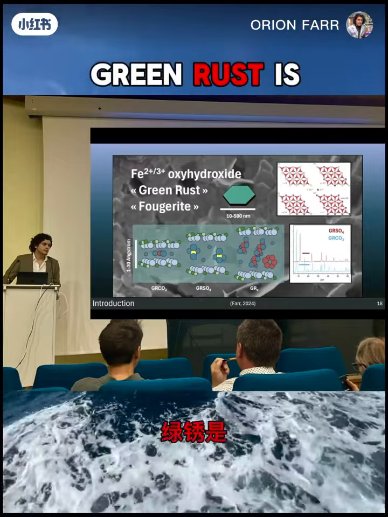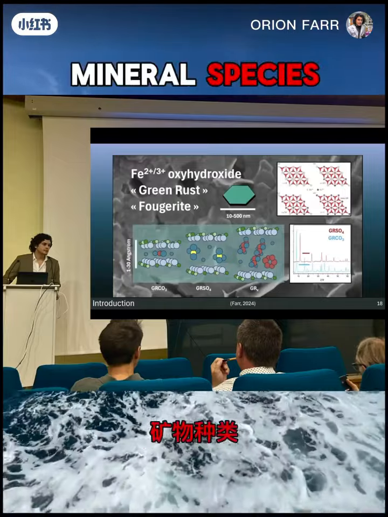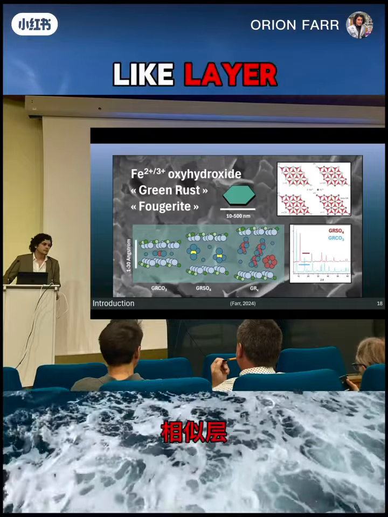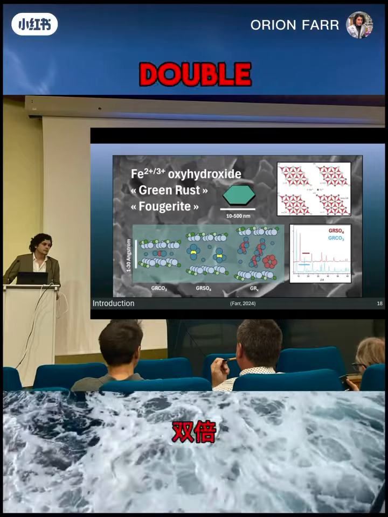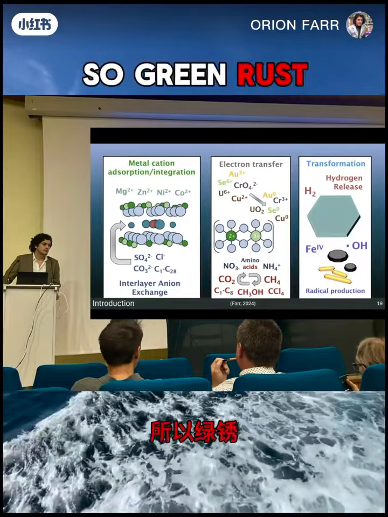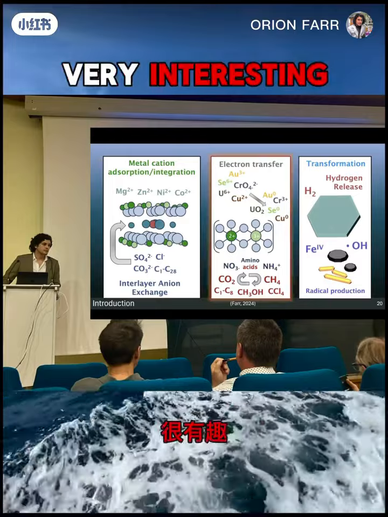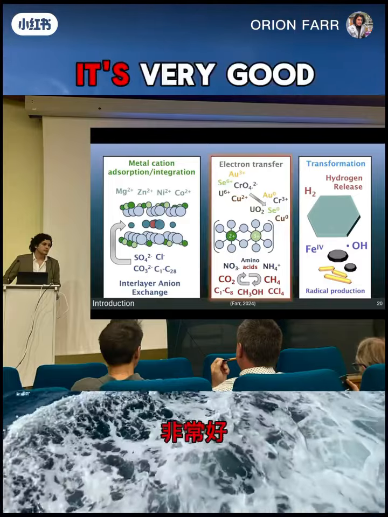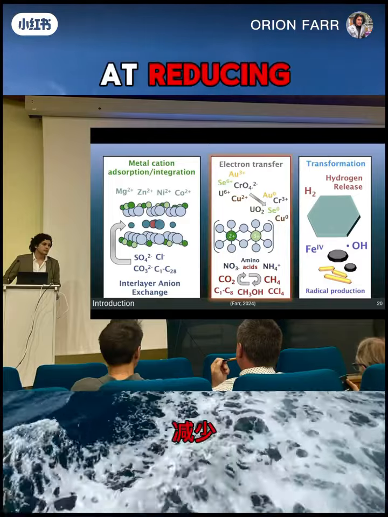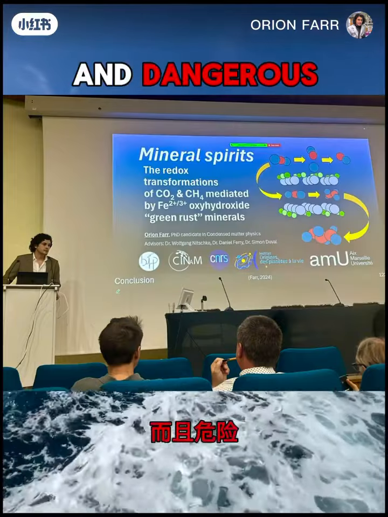That's where green rust is, and it's these octahedrally coordinated mineral species with a sandwich-like layer. That's the LDH component, these layered double hydroxides, and they can sandwich in different anionic species. So green rust can do a lot of different things, like substitute different metals, and really it's very interesting for its electron transfer properties. It's very good at reducing environmental contaminants like metals, organic compounds, and dangerous materials.